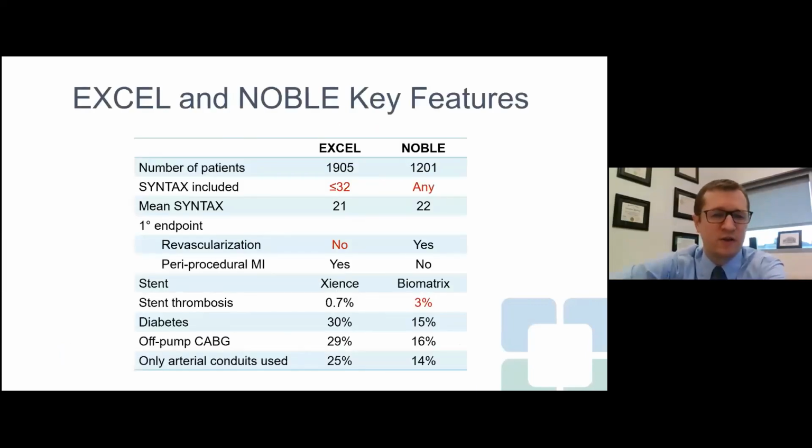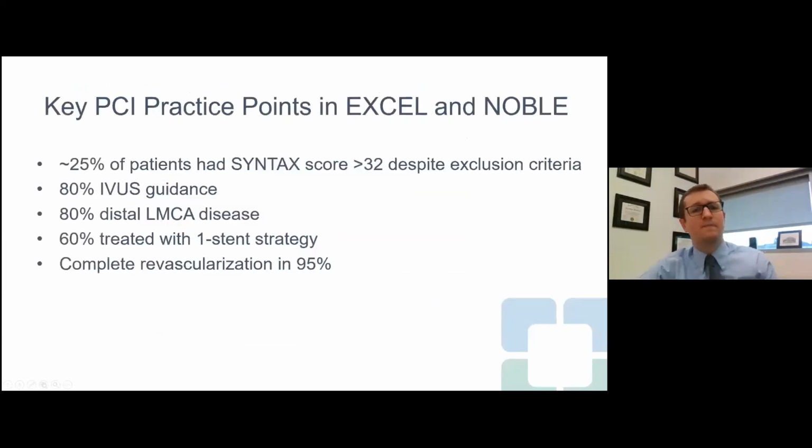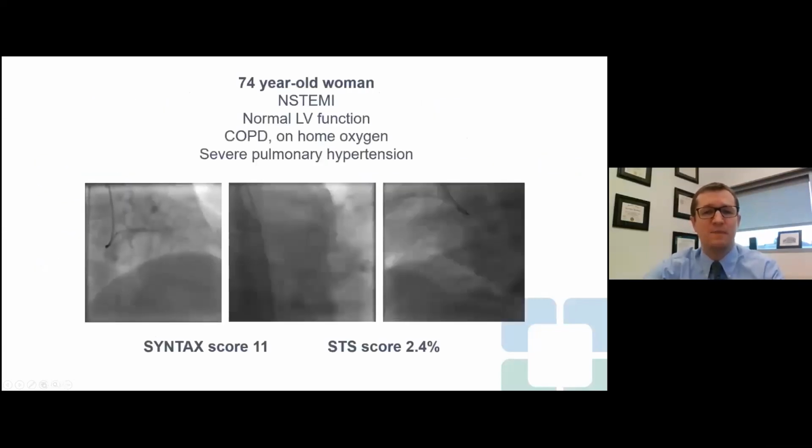So this is just a very quick table comparing the differences between EXCEL and NOBLE and why they had slightly different results. I think the key things here are that EXCEL had SYNTAX score criteria, and it actually did not include revascularization in its primary endpoint, but it did include periprocedural MI, whereas NOBLE didn't. Those were all MIs which were not considered periprocedural by the definitions that we use today. Again, in EXCEL and NOBLE, the vast majority had an IVUS-guided contemporary strategy used. I think overall, they're both very good trials to inform our decision making.